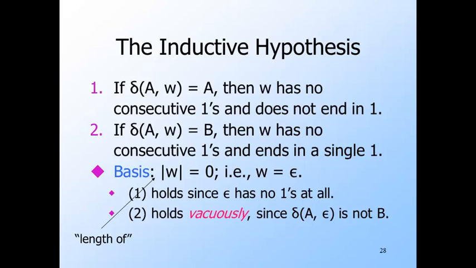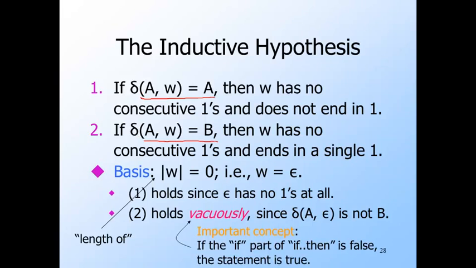Delta of A and the empty string is indeed equal to A, and the conclusion is true since the empty string does not have consecutive ones. For item 2, things are a little trickier. It is false that delta of A and the empty string is B, but it is also false that the empty string ends in 1.